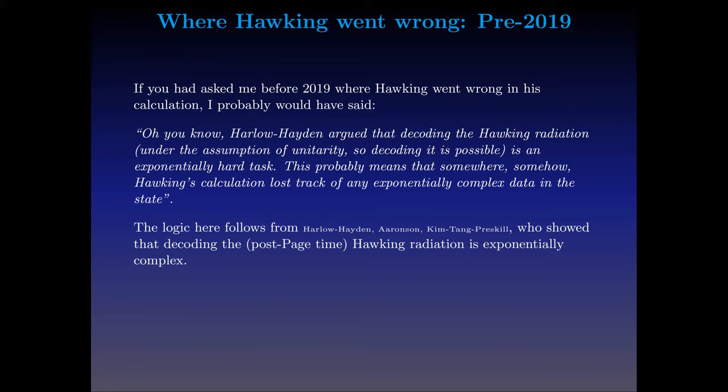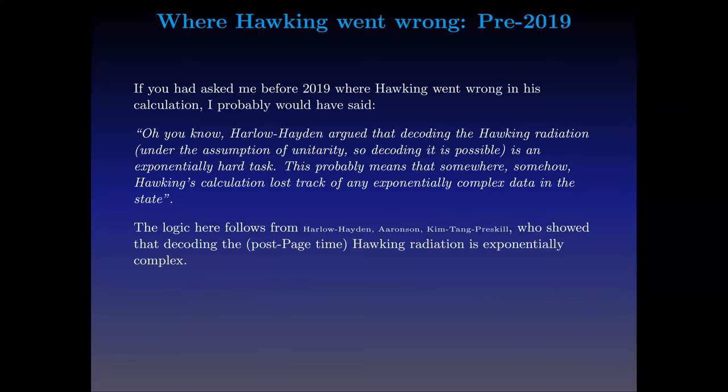One is that in order to decode the Hawking radiation, when you assume that the evolution is unitary, you need to be able to put this state through an exponentially complex quantum circuit. That was the argument of Harlow and Hayden. And so if you somehow coarse grain over any exponentially complex data, then you would never be able to do any calculation that would show you that the radiation is evolving unitarily. So that's one perspective, that if you've lost access to exponentially complex data, you're never going to be able to see that the evolution is unitary.